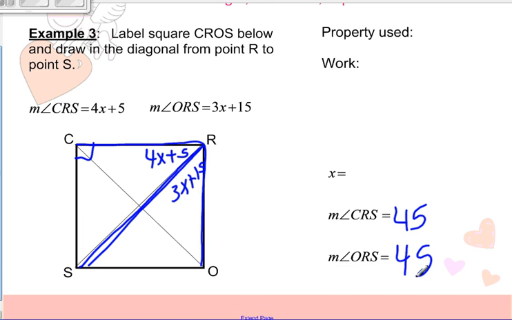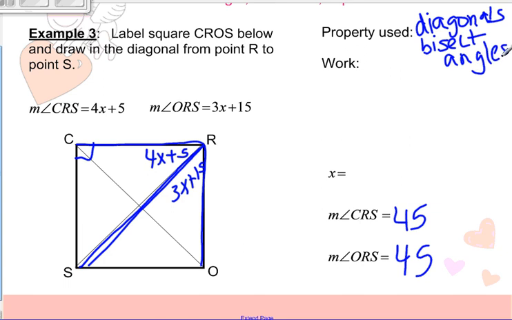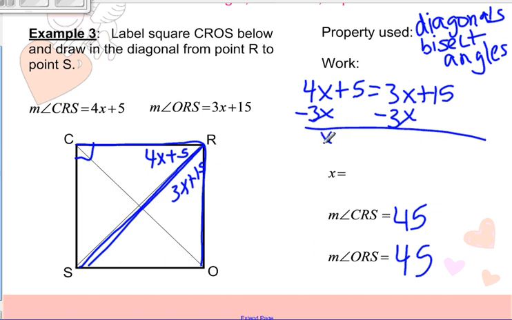Okay. So I'm using that diagonals bisect the angles. Okay. And I'm going to set my pieces equal to one another. So I'm going to have 4x plus 5 equals 3x plus 15. And I'm going to move 3x to the other side. So I get x plus 5 equals 15. I'm going to subtract 5 from both sides. So x will equal 10.